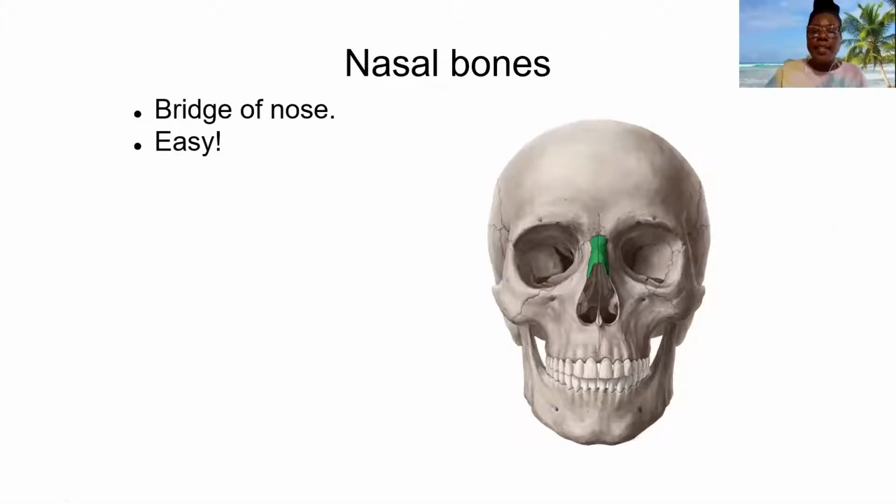Next is probably the easiest set of bones, the paired nasal bones. These form the bridge of the nose. Now, most of the nose is actually cartilaginous, so it's a cartilaginous projection that gives the shape to the rest of the nose. The tip of the nose is not actually bone. And so just the bridge of the nose is formed by the paired nasal bones.